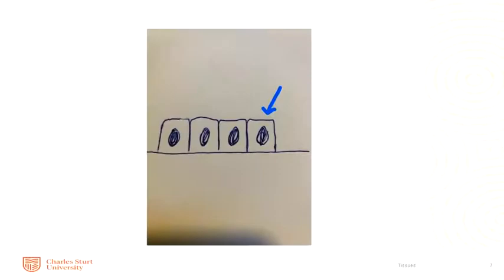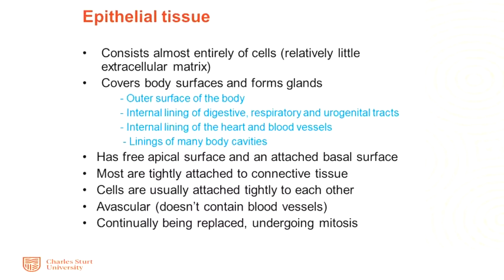Right, so let's start talking about epithelial tissue. Well, this tissue consists almost entirely of cells. So there's very little of this extracellular material or matrix. Now, where would you find epithelial tissue? Well, it covers body surfaces and it forms glands.